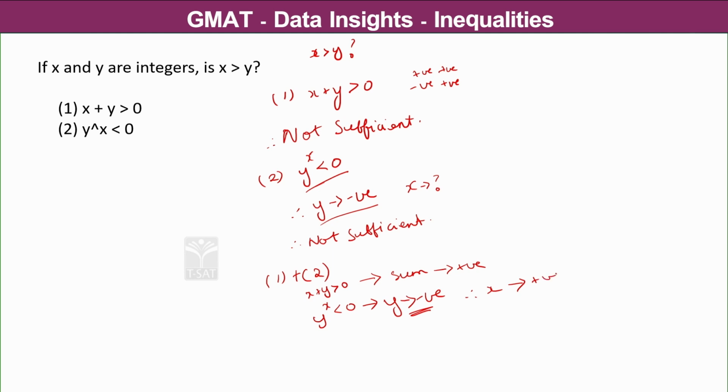A positive number plus a negative number can give you a positive number. If x is negative, then the sum will be negative. Therefore, we can definitely say that x, which is a positive number, will always be greater than y, which is a negative number. Therefore, both together are sufficient to answer the question. So, the answer is option C.